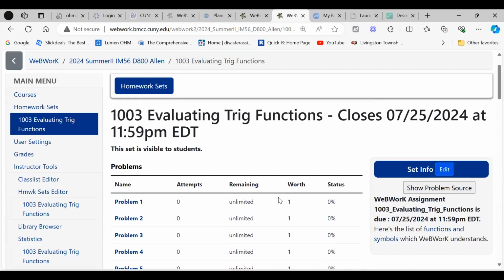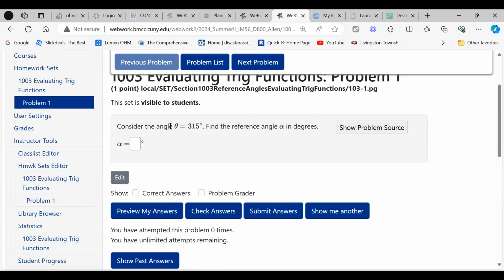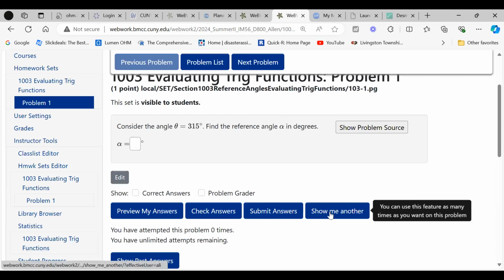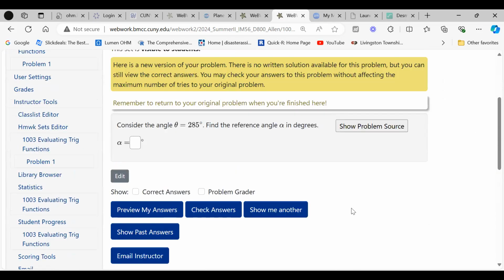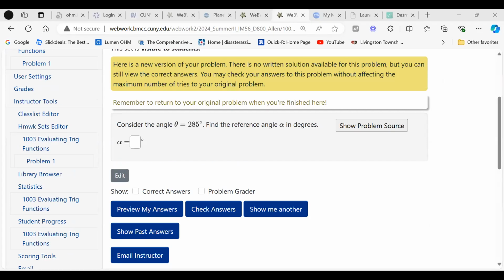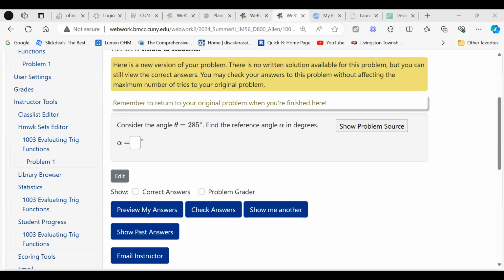Now let's take a look at evaluating trig functions. So this angle is 315 degrees, and we need to find a reference angle. So this is one of the questions where we have to find the reference angle. Let me show you how to do this. The reference angle is what we use to do the calculation for the trigonometric functions.